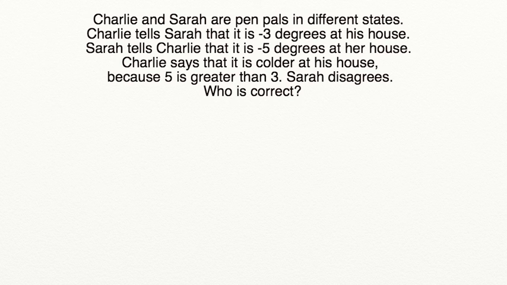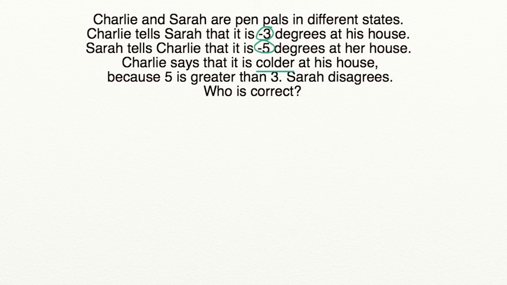Charlie says that it's colder at his house because 5 is greater than 3. Sarah disagrees. Who is correct? Well, we know to start that we're going to be comparing -3 and -5. We want to find out which number is colder. But how do we decide what colder means when we're working with numbers?